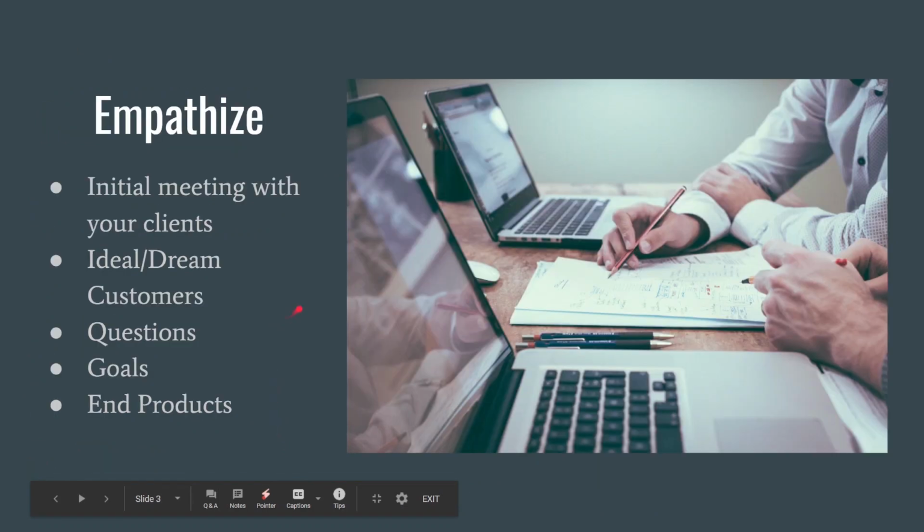The first step is to empathize. This is going to be your initial meeting with your clients, where you're going to sit down and discuss their ideal clients, their dream clients, who they currently target as a clientele. They're going to ask any questions they have, as well as we as the designers will, to see what they're wanting out of our services.